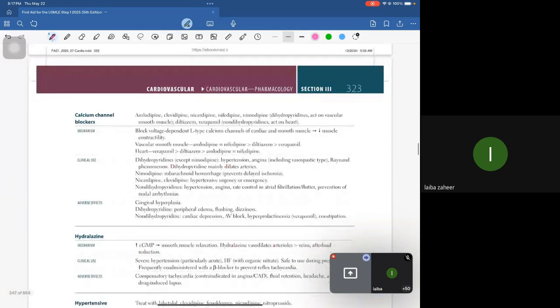Okay. Now the next drug we have is calcium channel blockers. So what do calcium channel blockers do? Dr. Moss, could you please explain the Monday disease once more.